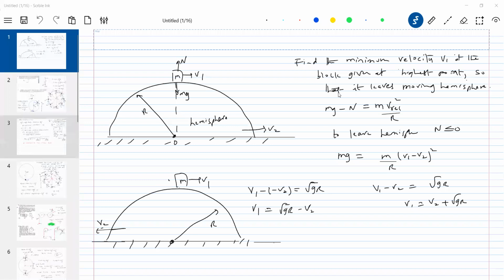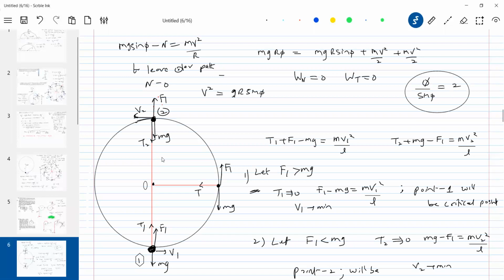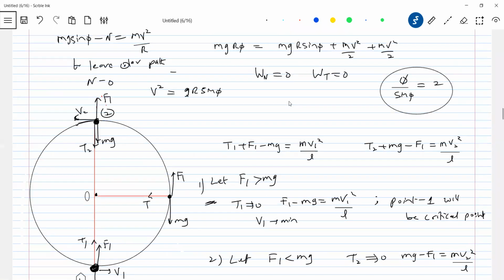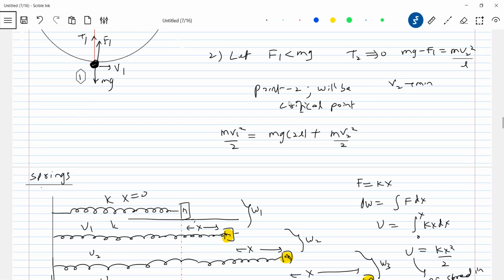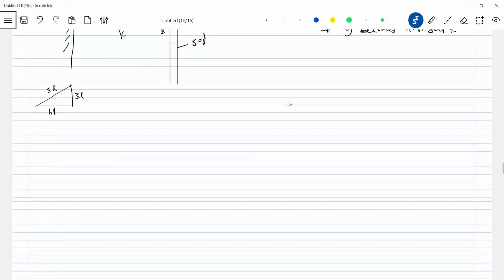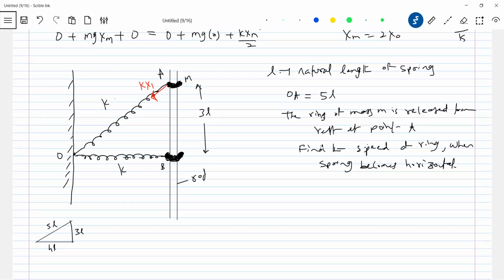Okay, is it okay? So these are the things we covered. Regarding springs, you have to work out more numericals, and you should be very particular about the springs: vertical, horizontal, and other things.